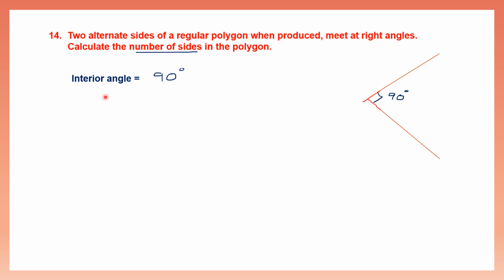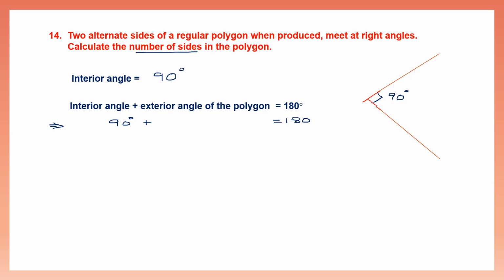So before that, we should find out what the exterior angle is, isn't it? So we can say this, that is, the interior angle plus the exterior angle of a polygon will be 180 degrees. And we know that the interior angle is 90 degrees. 90 degrees plus the exterior angle will give us 180. So how much will the exterior angle be? This will also be 90 degrees, isn't it? Because 90 plus 90 will give us 180. So now we know the value of the exterior angle.